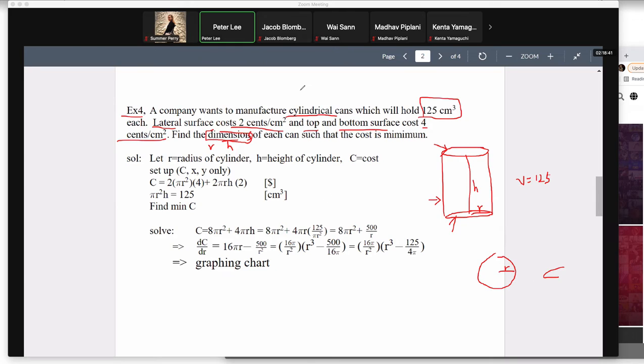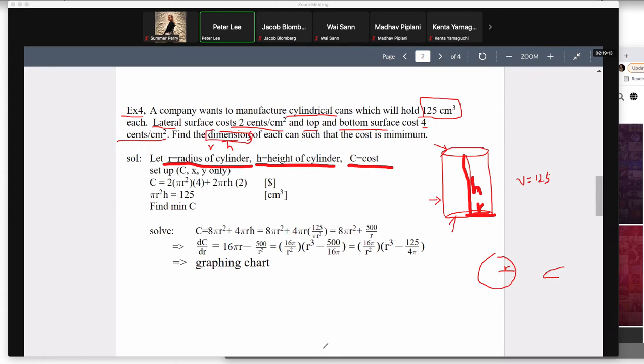Okay, so in this case, what we're going to do is, we have a can. Let me make a thick one. This right here, let's call it R. And then this right here, let's call it H. So please define what letters, what independent variables you're going to use here. Let R be this and H be this. And C will be the cost.